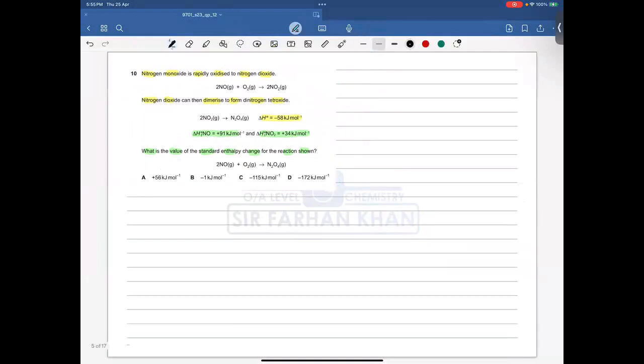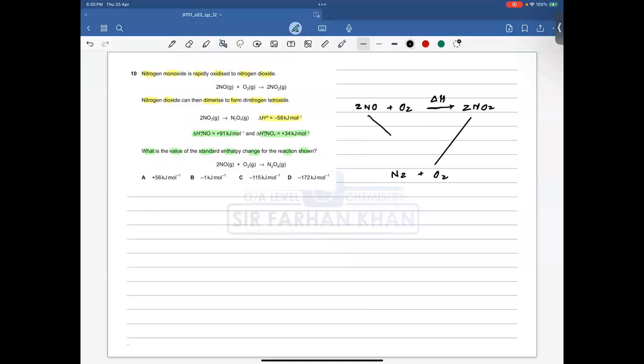So first, let's find out the energy of this equation, because the energy for this equation is not given. Let's find out the delta HR. Let me read it. 2NO plus O2 arrow 2NO2. We need to find out the delta H value for this reaction. How? Because HF of NO and HF of NO2 are already given in the question, which means I have to start from the constituent elements.